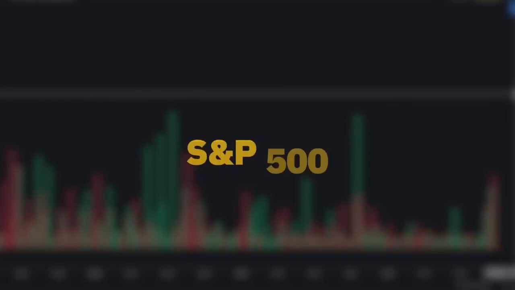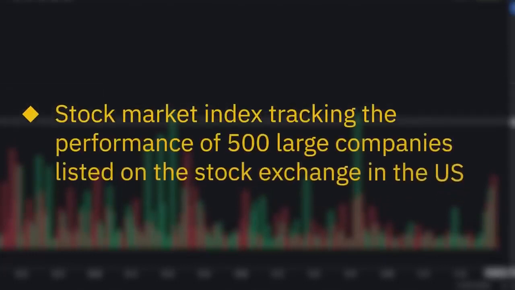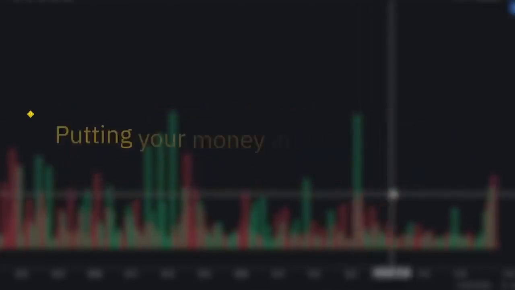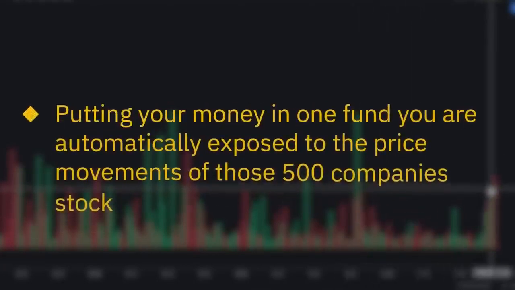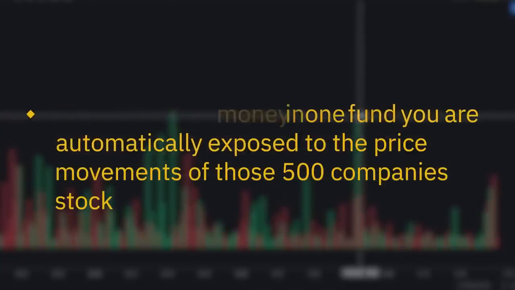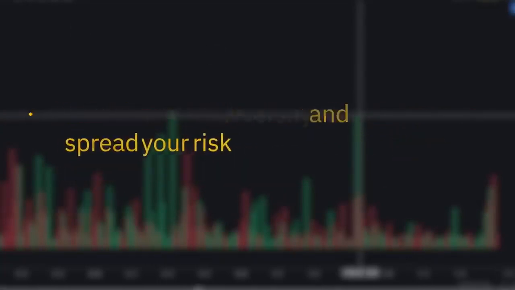For example, the S&P 500 is one of the most well-known index funds. It is a stock market index tracking the performance of 500 large companies listed on the stock exchange in the US. This means that by putting your money in one fund, you are automatically exposed to the price movements of those 500 companies' stock, which, as you can imagine, is a good way to diversify and spread your risk.